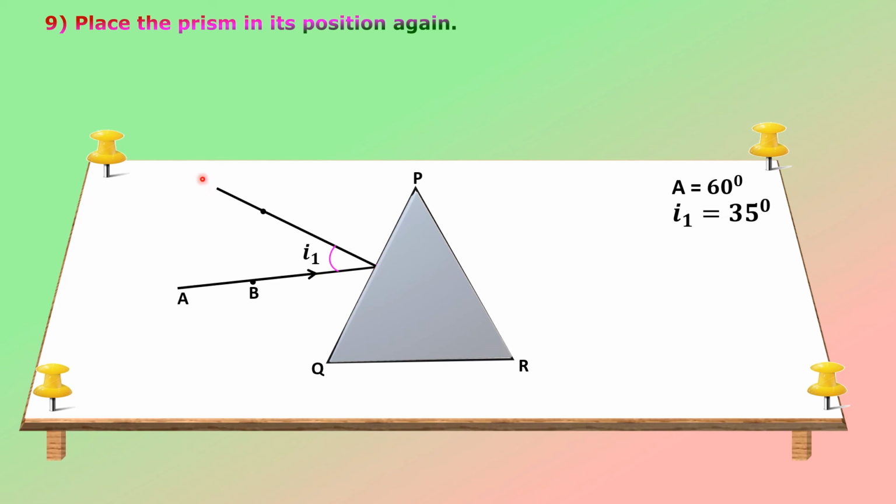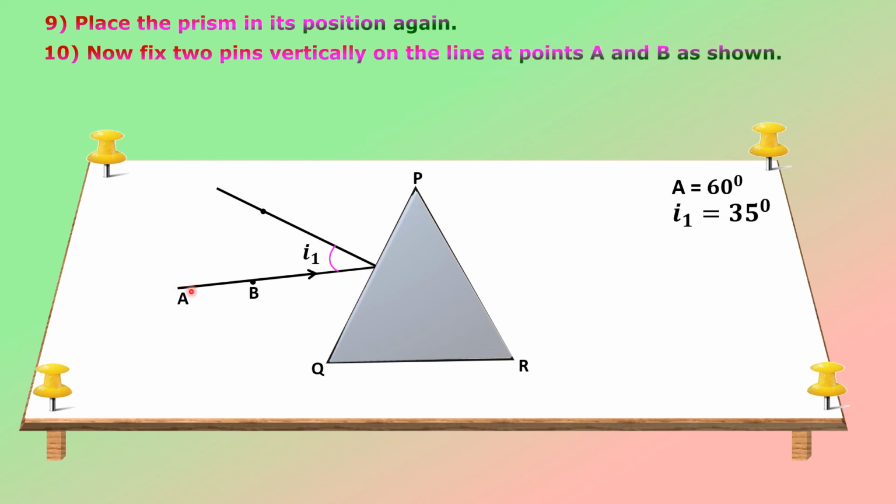I am going to fix two pins vertically at the points A and B. See here. Now fix two pins vertically on the line, that is, on the incident ray at points A and B as shown. Here is the first pin I have fixed at point A, and here is the other pin fixed at the point B.